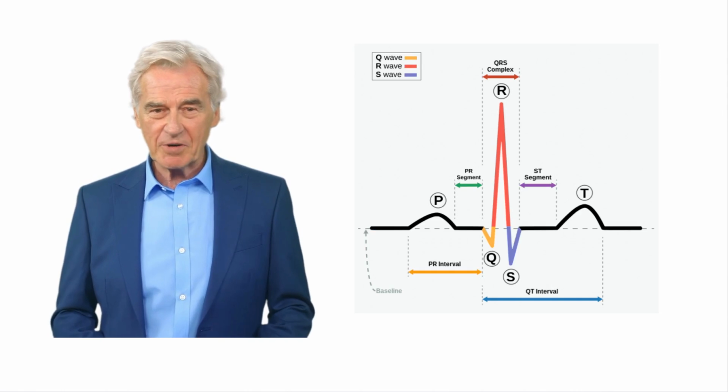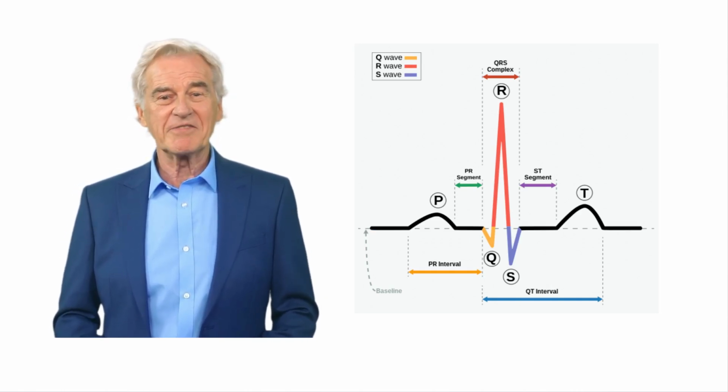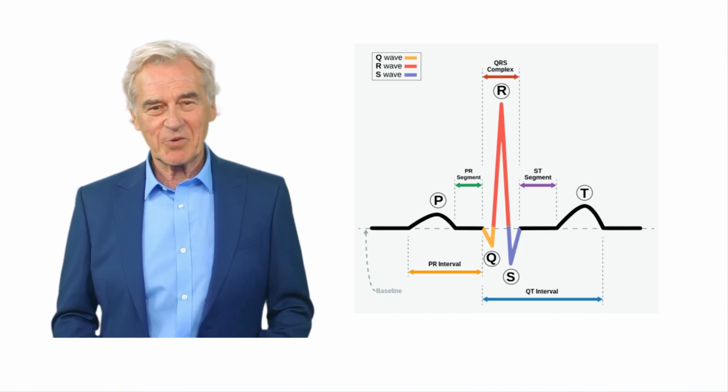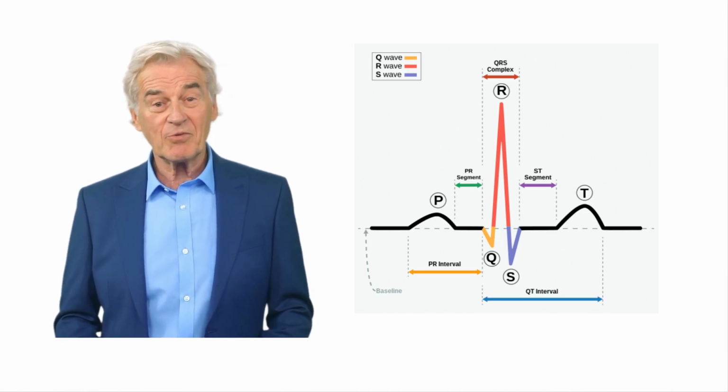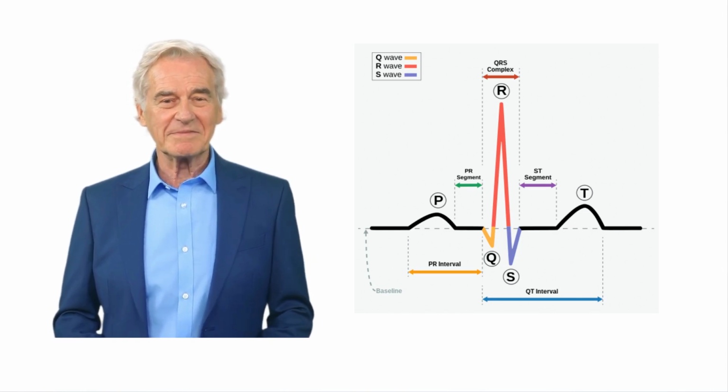The first waveform we will discuss is the P wave. The P wave represents the electrical activity that occurs when the atria contract or depolarize. It is a small, rounded waveform that typically precedes the QRS complex.